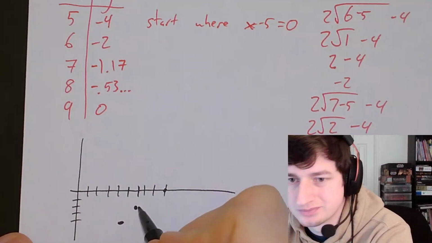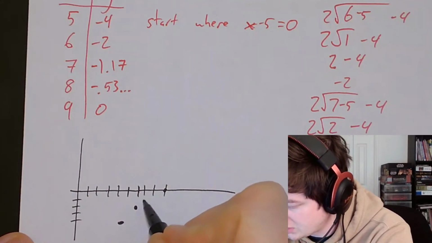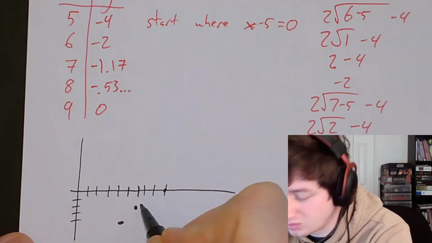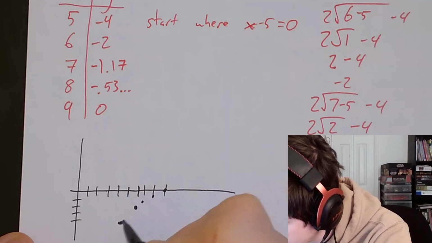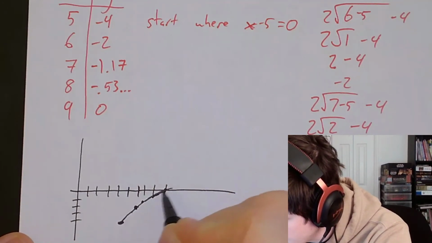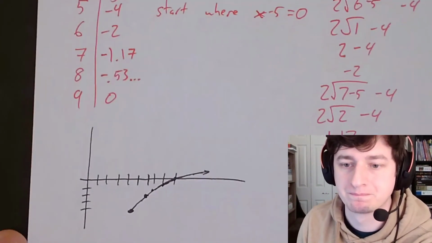These other two, I mean, really, 7 and negative 1.1, it's going to be about there, then like there. So the curve is going to look like this. And it's going to cross the x-axis, and that's what we got.